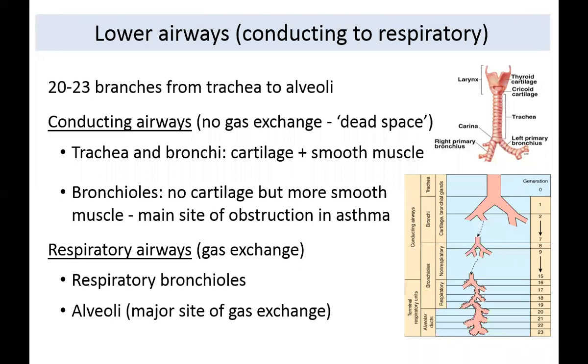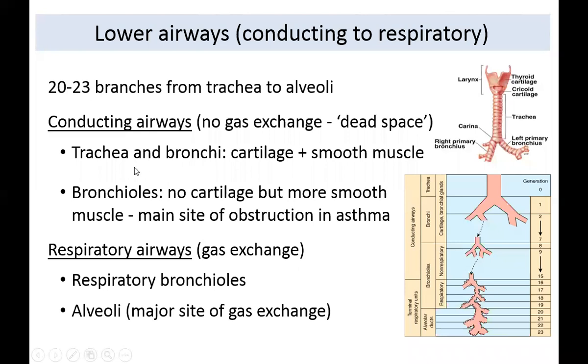The conducting airways are what it says, conducting. They conduct the air. They take the air from the larynx and move it down to the alveoli. There's no gas exchange in the conducting airways. So this is considered dead space. It's an area that's been ventilated, but it's not involved in bringing in oxygen and getting rid of the CO2.